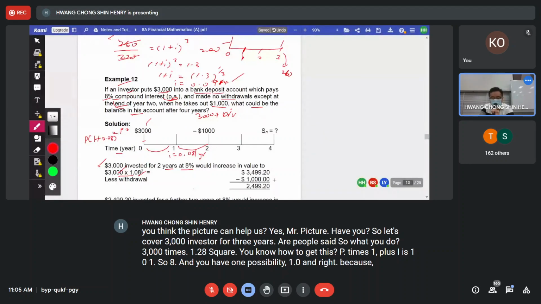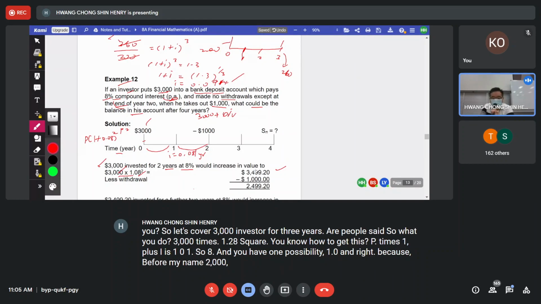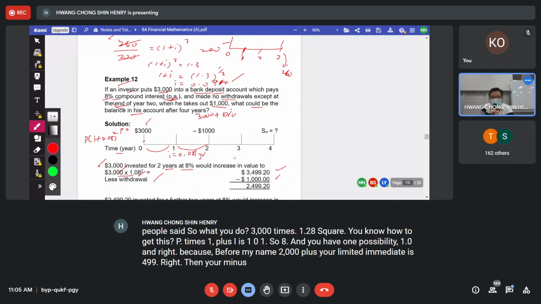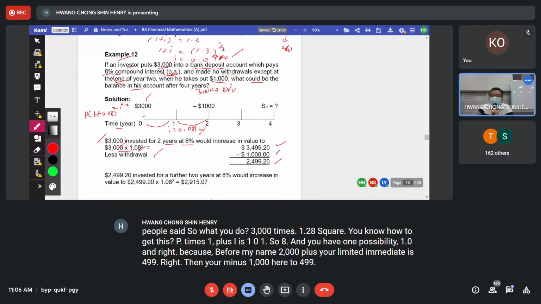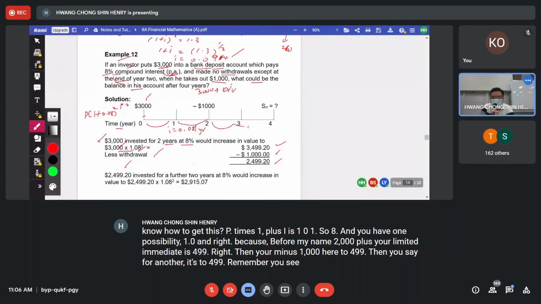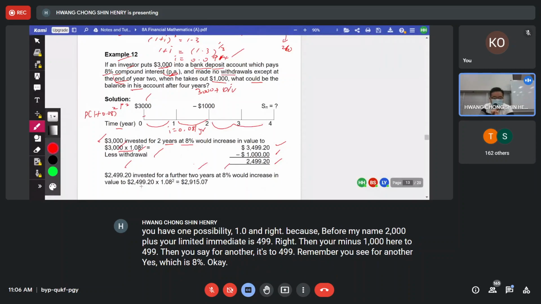So that is your 3,499, which is 3,000 plus your dividend. The dividend is 499, right? Then you minus 1,000 here, 2,499. Then you save for another 2 years at 8%, remember. So 2,499 times 1.08 power 2.